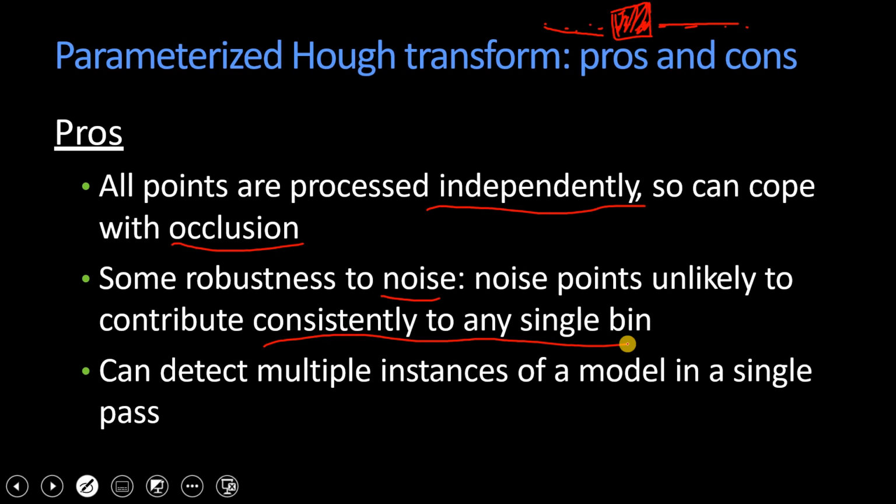And this type of approach can detect multiple instances of a model. So if there are 10 lines in an image, you can detect all those 10 lines in a single pass, in a single go. You don't have to run the algorithm 10 times. So in a single pass, you can detect multiple instances of that model. If it's a line, you will detect it. If it's a circle, you will detect it.